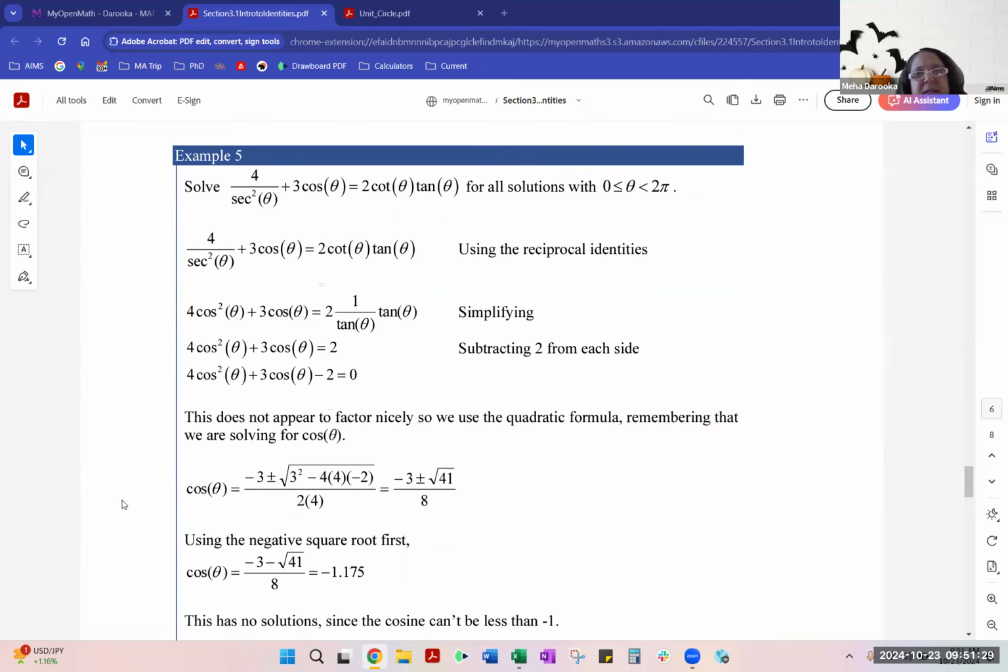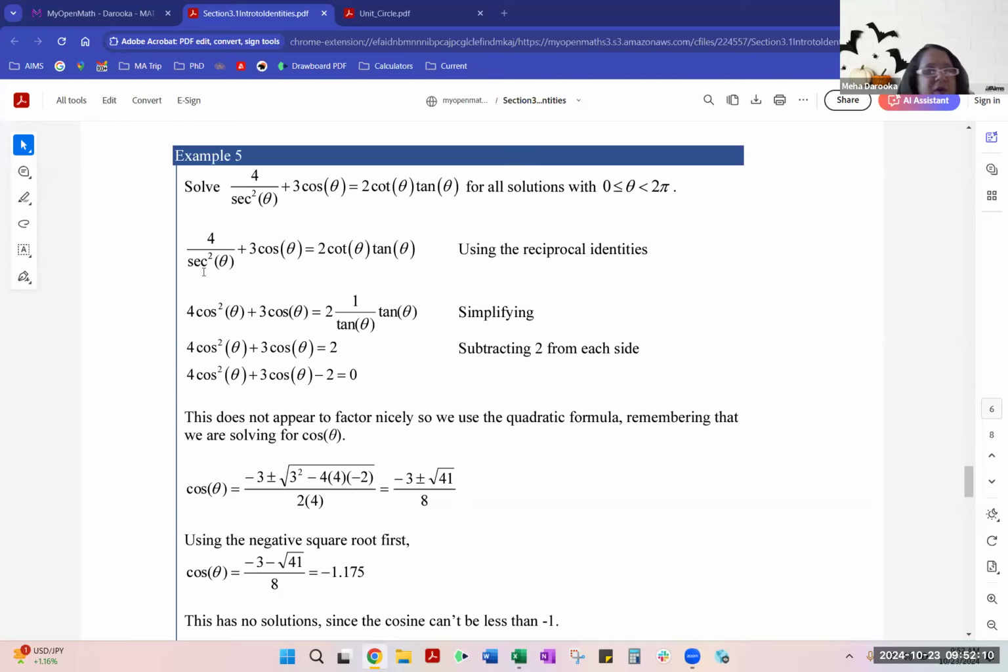This one, as you can see, is a little bit more complicated of an equation. So we have 4 divided by secant squared of theta plus 3 cosine theta is equal to 2 times cotangent theta times tangent theta. And again, they're asking us to keep the value of theta between 0 and 2 pi, not including 2 pi. So the first thing we are going to do is use some of these identities to clean up this equation. Remember our goal was to see if we can get the equation in one single trig function, right? And if that's not possible, the idea is to simplify it as much as we can.